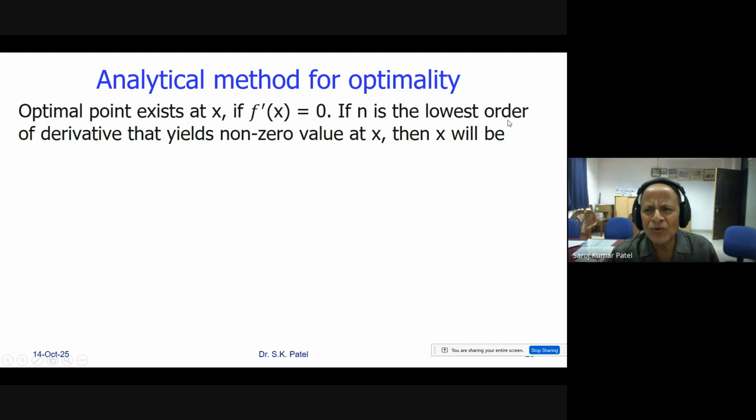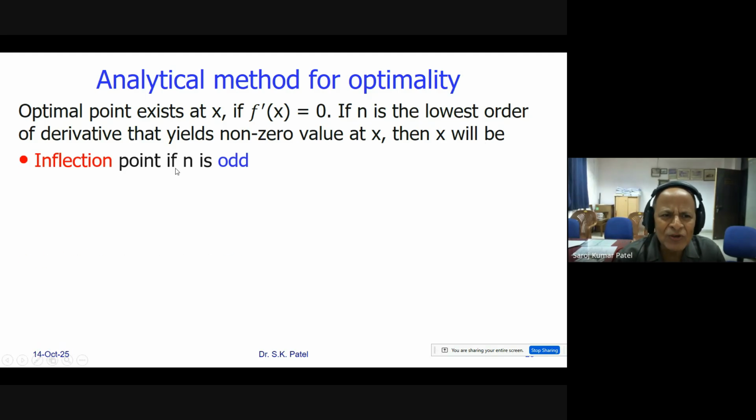So if n is the lowest order derivative that yields a non-zero value at x, means we will keep on taking the higher order derivative. We'll take the second derivative and check at that value of x if we find a non-zero value. If it's still zero, we'll go to the third order derivative and check. If the value is still zero, we'll go to the fourth order. So like this, we'll start from second order and go on increasing it till we find the first non-zero value of that derivative. Once we find a non-zero value, we stop there and note down the order of derivative at which we get for the first time a non-zero value.